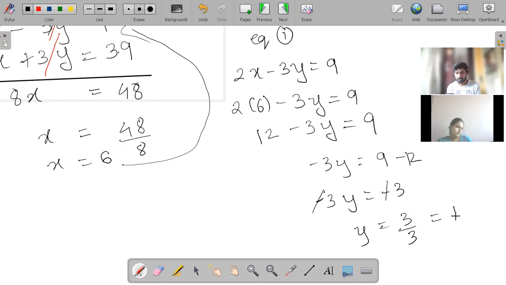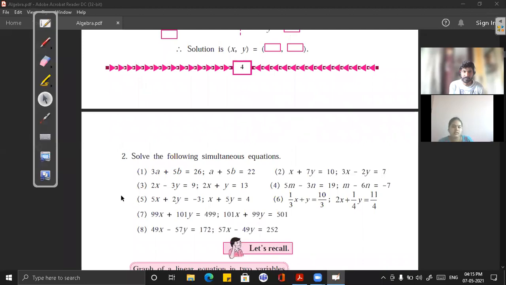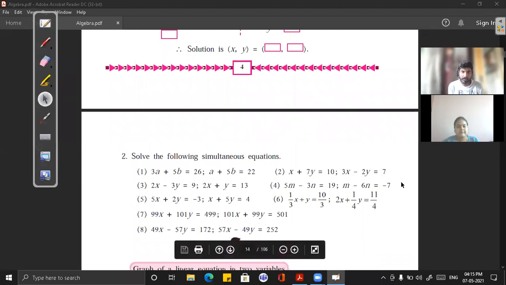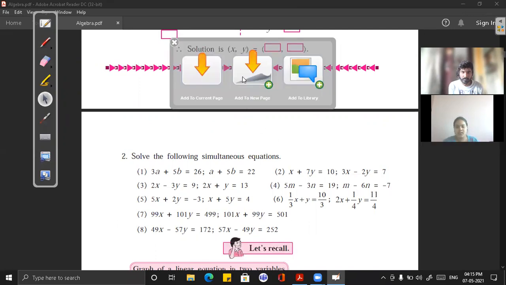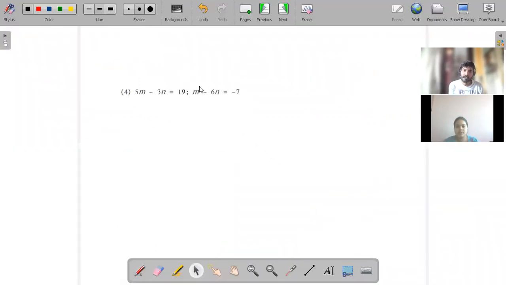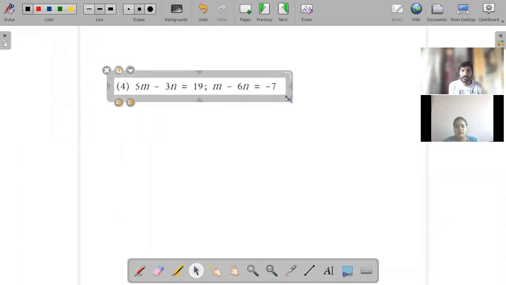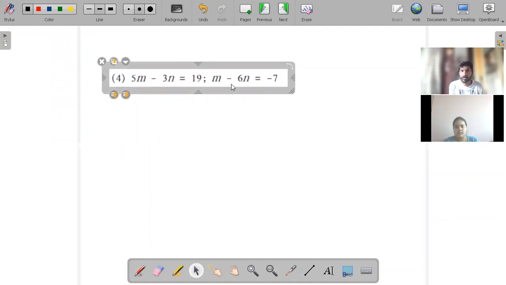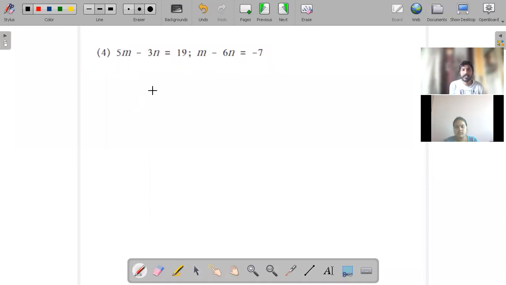In the fourth one, the second equation has a minus 7, so that is why I could not do it. It is m minus 6n equals minus 7, and all which we have done is only plus. No, that's okay. The sign should not cause any difficulty.